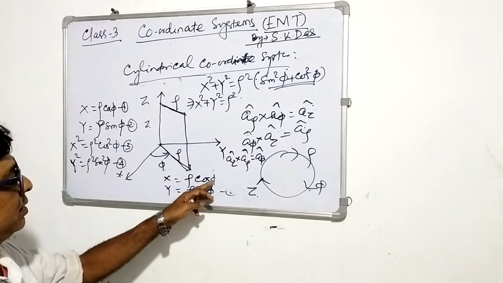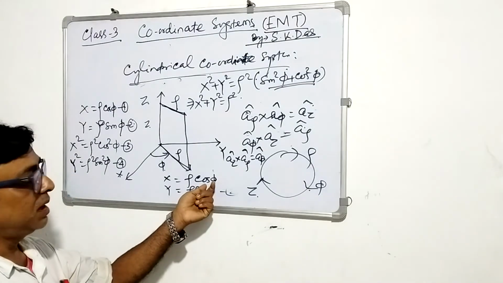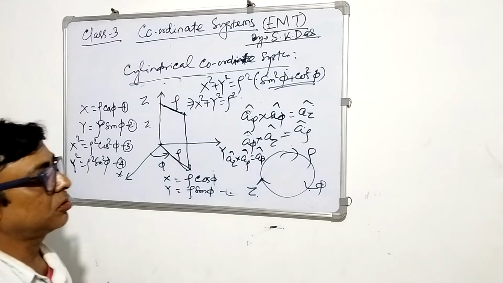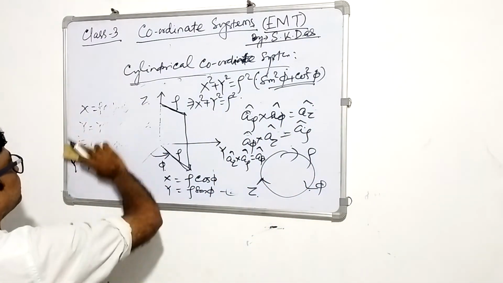If the cylindrical coordinates are given, we can convert them into Cartesian coordinates. Now let us go to the spherical coordinate system.